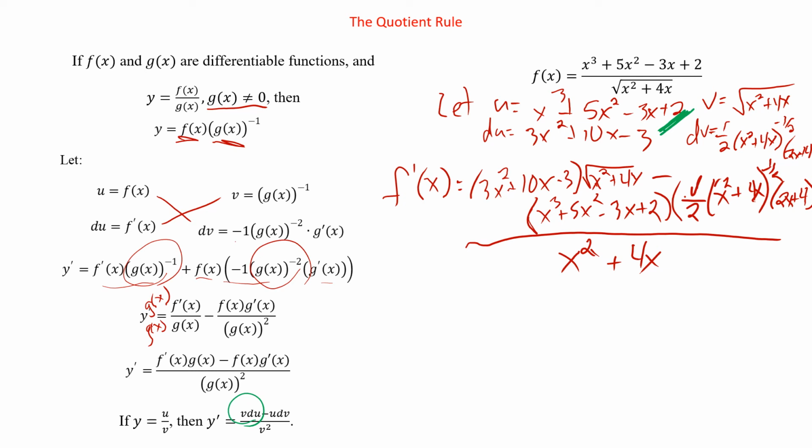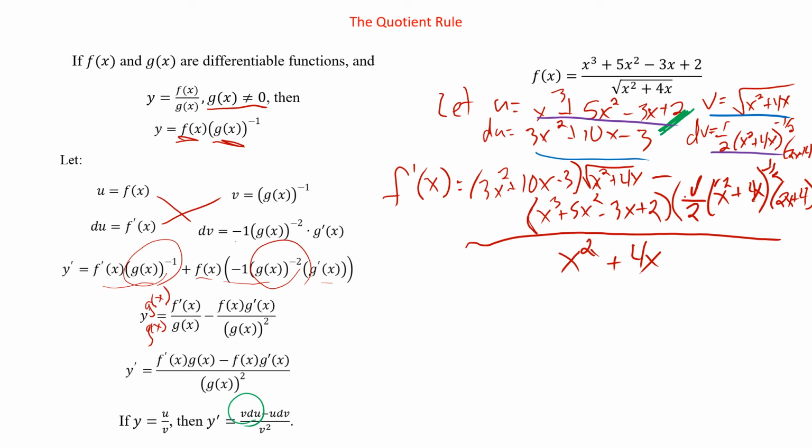This is not the prettiest of problems, so I apologize for that. It would take my entire screen here. But again, it's this one times that one minus that one times that one all over the bottom squared.